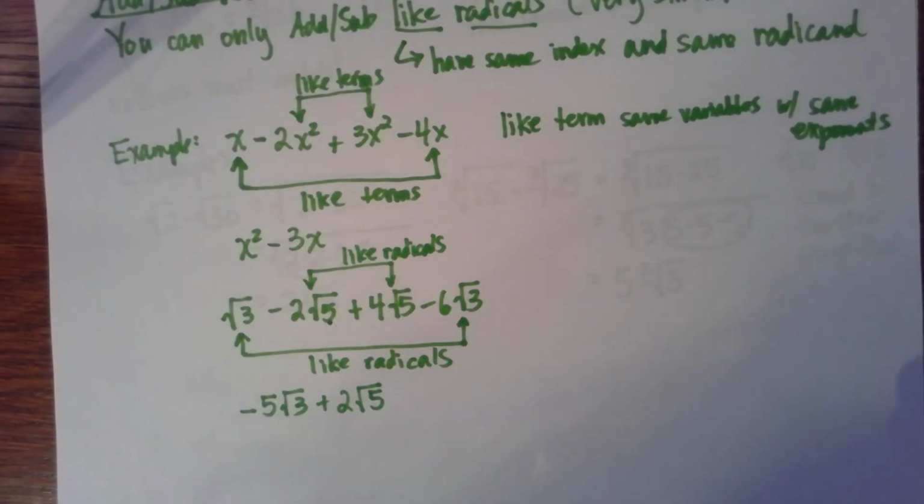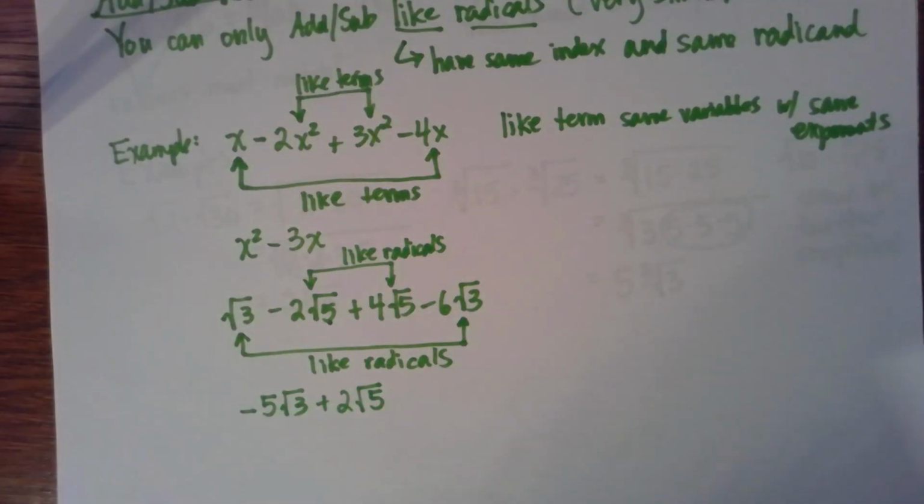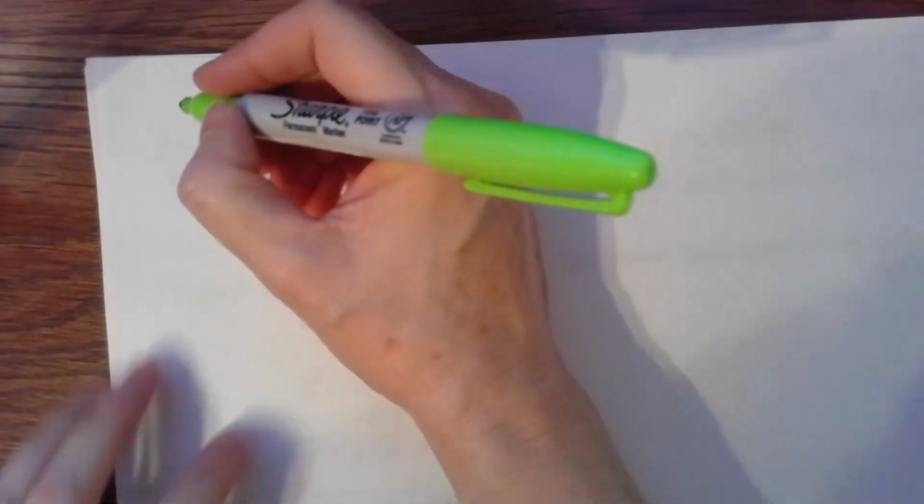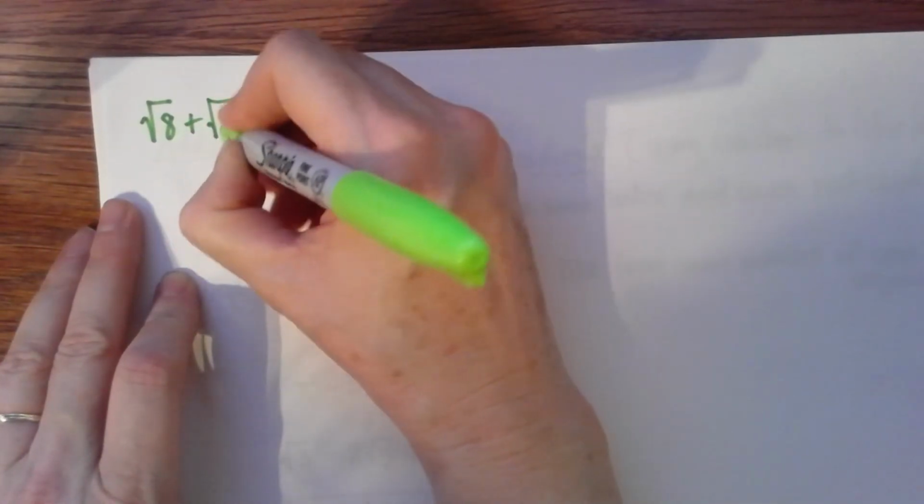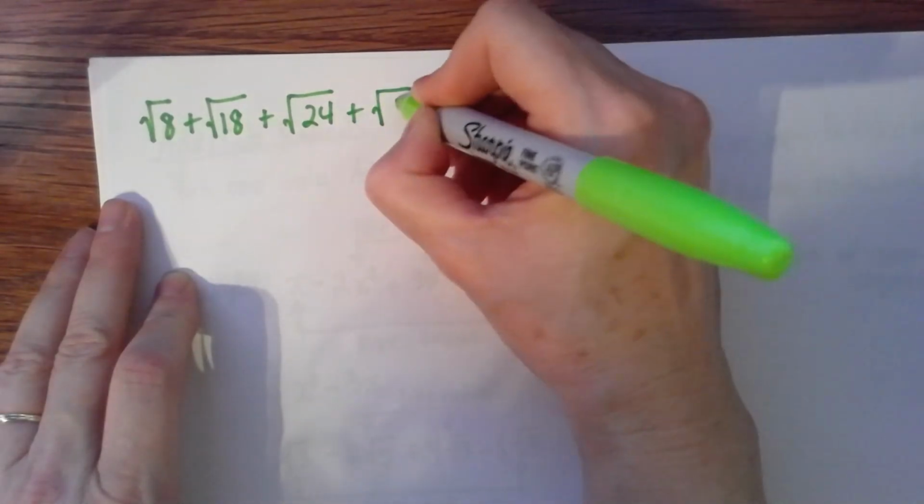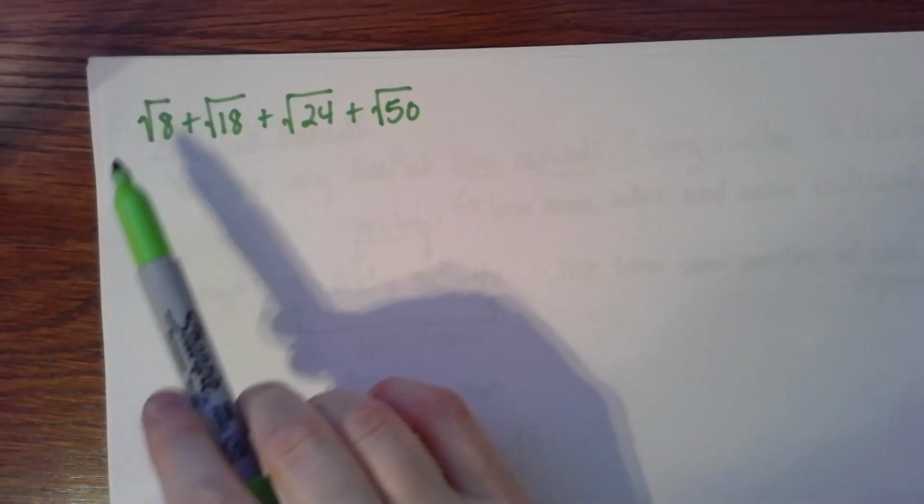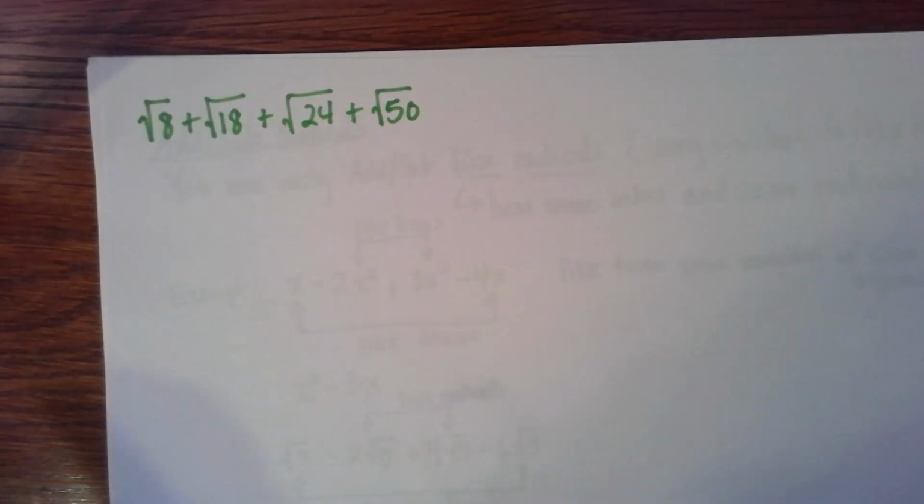Okay, so let's put this all together. Let's say we have various radical expressions, and we want to take all these ideas and use them to simplify. Let's say I have the square root of 8 plus the square root of 18 plus the square root of 24 plus the square root of 50. Upon a quick inspection, you might say, oh, there's nothing we can do to simplify this because none of these are like radicals. Sure, they all have an index of 2, but the radicands are all different, so we can't do anything.